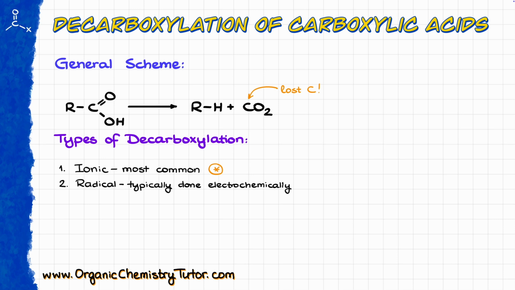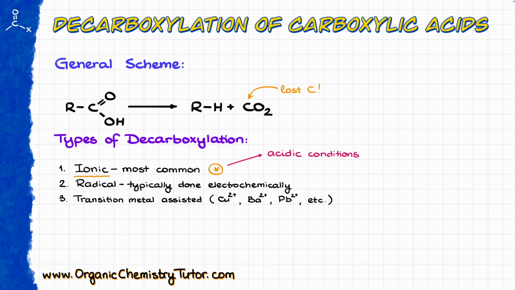But you might also see the radical decarboxylation, which is typically done electrochemically or at extremely high temperatures, or sometimes you might encounter decarboxylations that are assisted by heavy metals, either transition metals like copper or lead, or sometimes S elements like barium. However, those are also done typically at a very high temperature and are not particularly useful for synthetic purposes. So today I specifically want to focus on the ionic decarboxylations, which can occur either in acidic conditions, or occasionally we can see decarboxylation happening in basic conditions.